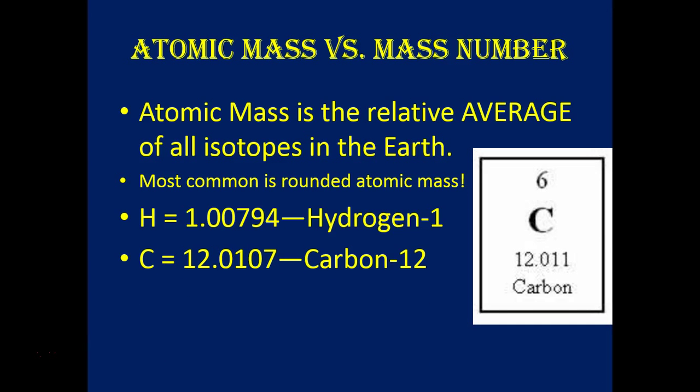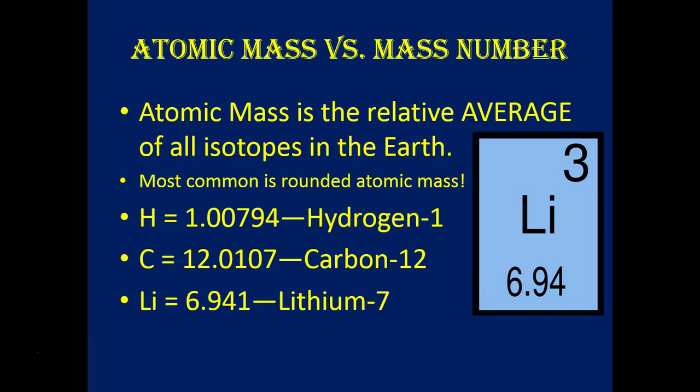As another example of this, carbon, if you look at the periodic table, it's got 12.011. The most common isotope of carbon is carbon 12. There's other kinds out there, though. There's carbon 13, carbon 14, etc. If you look at lithium on the periodic table, it's 6.94. All right, 6.94 would round up to 7, so the most common type of lithium is lithium 7.